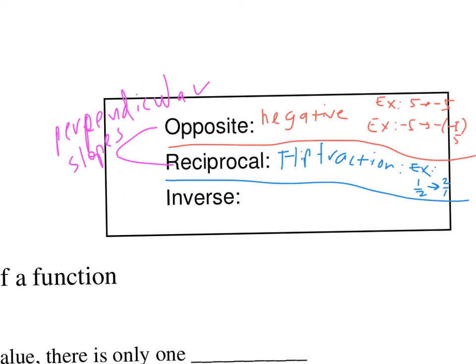Now, we don't want to confuse either of these with what we're learning today. What we're going to learn about today is inverse. It does not mean opposite. It does not mean reciprocal. It means switch x and y. That's our big idea for today: inverse means switch x and y. It has nothing to do with opposite or the reciprocal. That is just our process for finding the inverse, switching the x and the y.